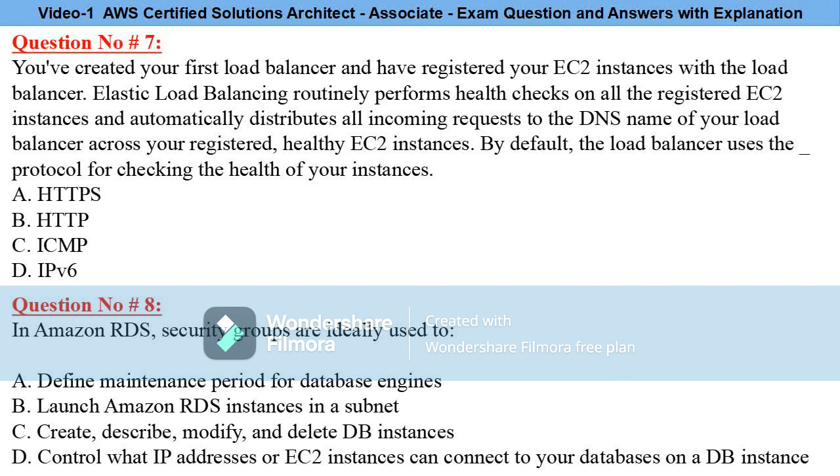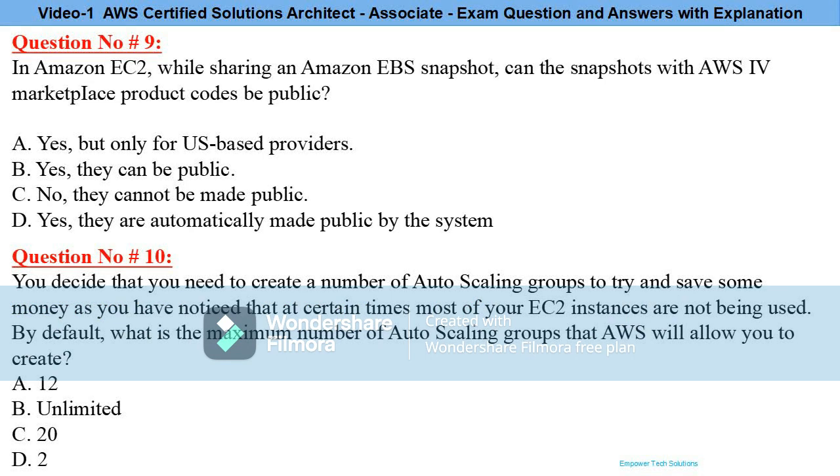Let's move to question 8. In Amazon RDS, which means Relational Database Service, security groups are ideally used to: define the maintenance period of the database instance, launch an Amazon RDS instance into a subnet, create, describe, modify, and delete DB instances, or control what IP addresses or EC2 instances can connect to your database on a DB instance. The last two questions we are going to see are question number 9 and 10.